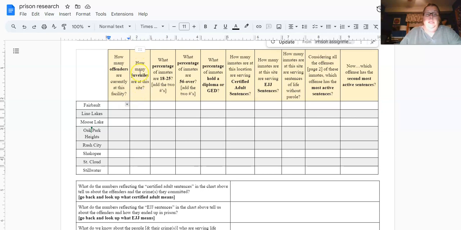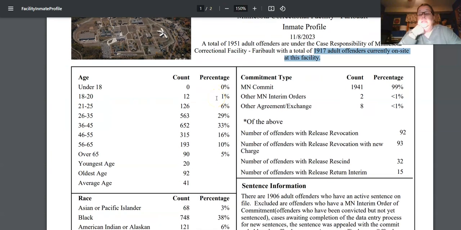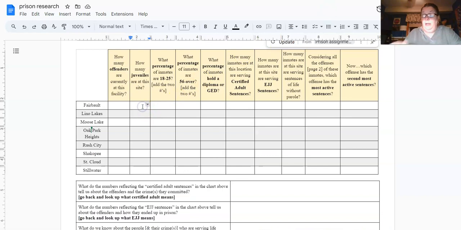The next question says, how many juveniles are at this site? So I'm going to go back to the PDF and I'm going to look up how many juveniles. We've covered this. Juveniles are those under the age of 18. So we have a category here. There are no juveniles at Faribault. Okay, that is not going to be true of all the prisons. There will be, I think, 2 prisons that have juveniles. So in this box, if I were doing this right now, I'd put in 0. But I'm not filling it in for you. I'm just showing you where the information is.